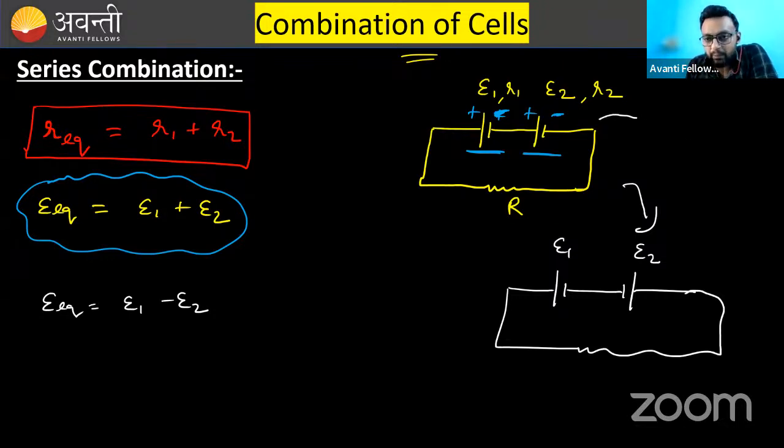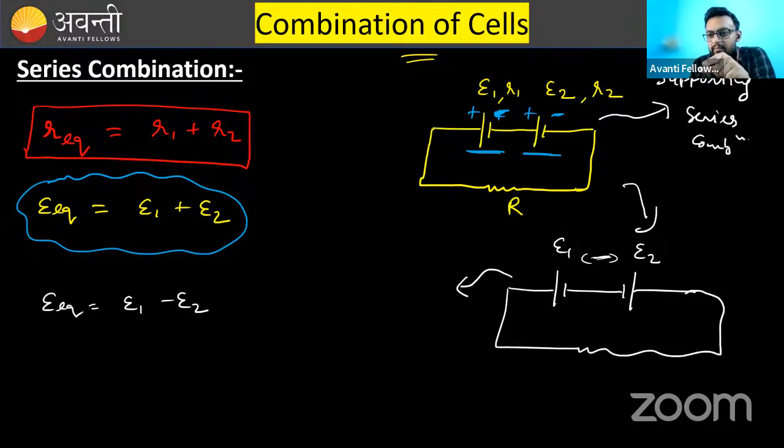This is known as supporting series combination. This is known as opposing series combination. These two cells are opposing each other and these two cells are supporting each other. So this is known as supporting series combination. And this is known as opposing series combination. Clear? Now I will give you a few examples of situations, how you can solve it.